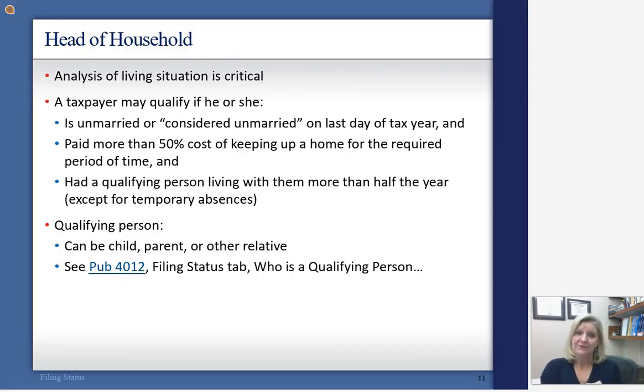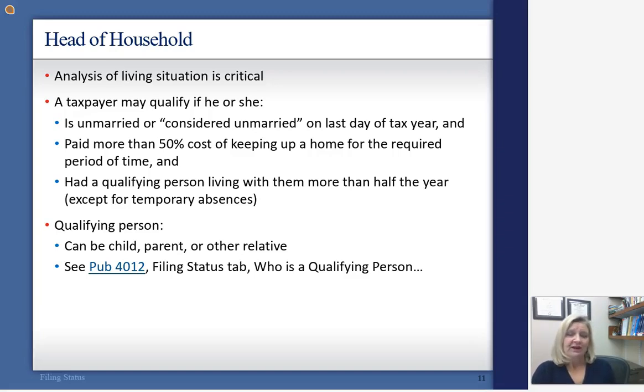All right, head of household. Head of household is a filing status that allows you a bit higher standard deduction than single, but not quite as high as married filing jointly. It is really important for purposes of head of household that you analyze the living situation of the taxpayer. A taxpayer may qualify if they are unmarried on the last day of the tax year or considered unmarried on the last day of the tax year. There are special circumstances for that.